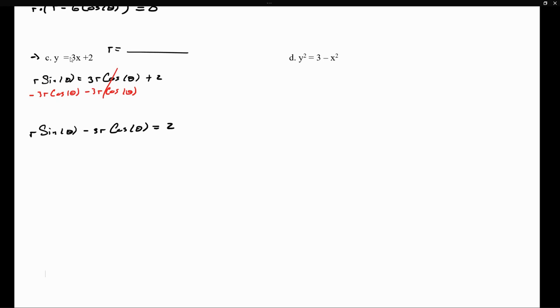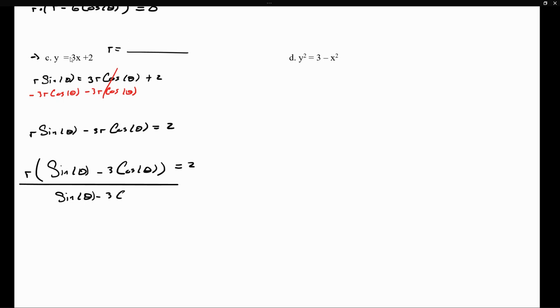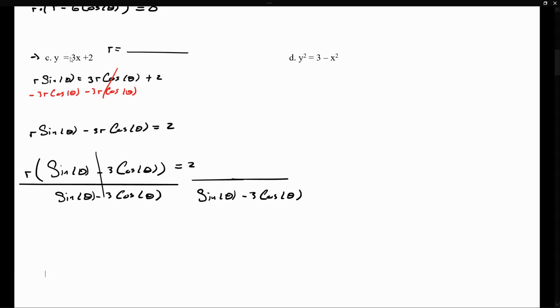Again, we want to just isolate the r. Notice that in those two terms, they have an r in common, so we can factor out r. So now we have r times sine theta minus 3 cosine theta equals 2. And if we want to solve for r, we're just going to have to divide by the expression here. Now this goes away, and now we just have an r isolated. So our final result is just going to be 2 over sine theta minus 3 cosine theta.